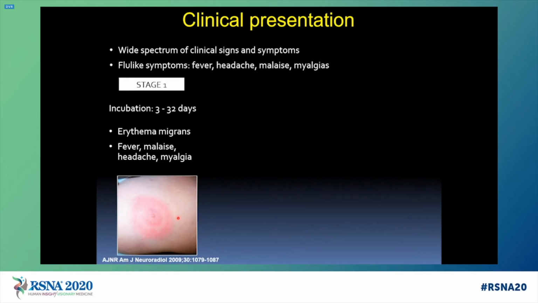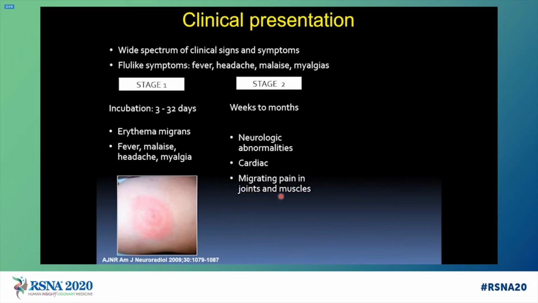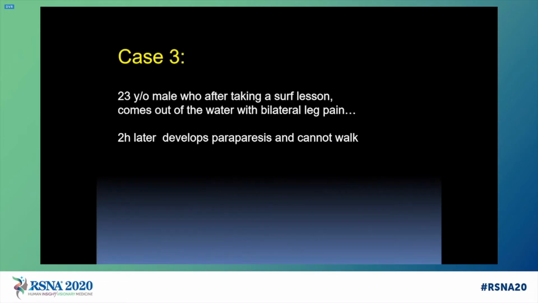lymphatics of the skin. If the patients are not treated, then they will develop cardiac and neurologic abnormalities, as well as migrating pain in joints and muscles. And again, if no treatment is given, this progresses to chronic mono and oligoarticular arthritis of the large joints.